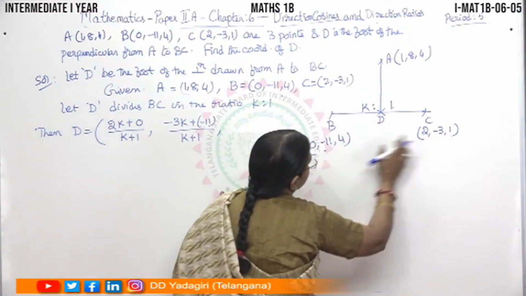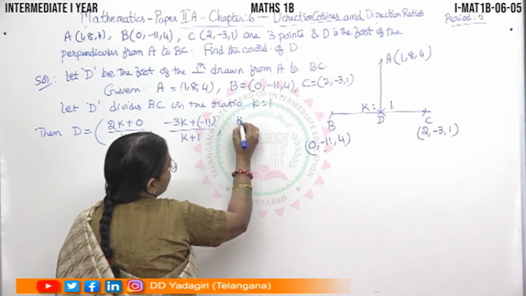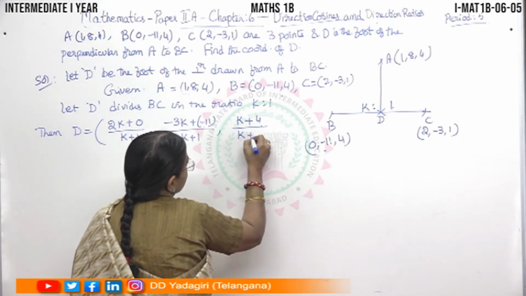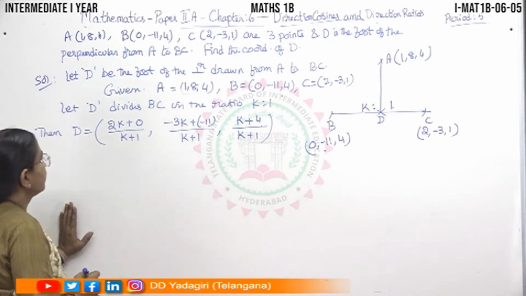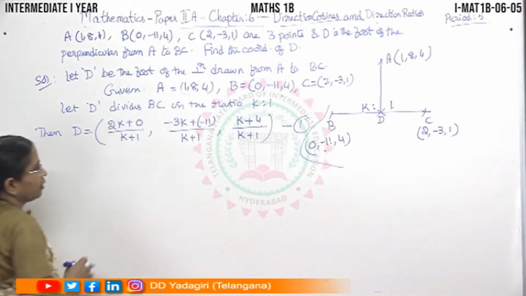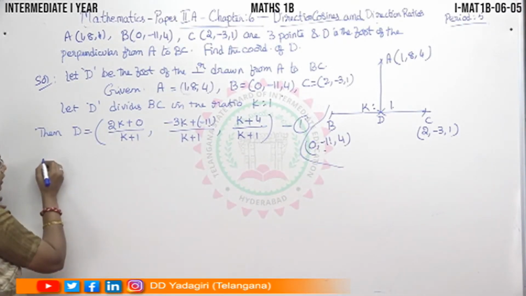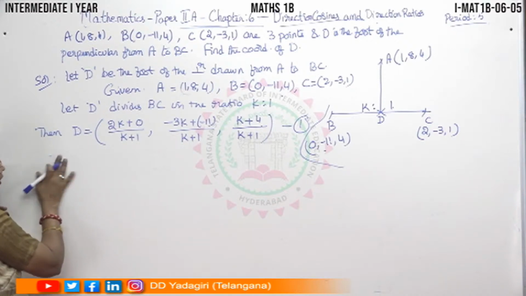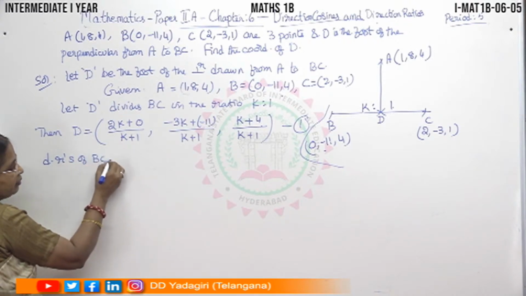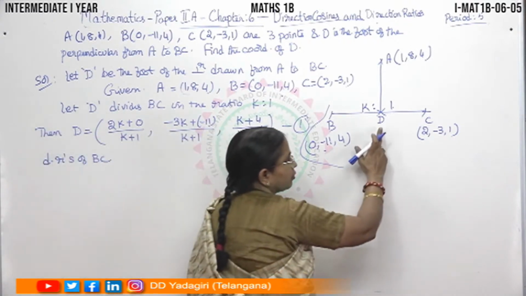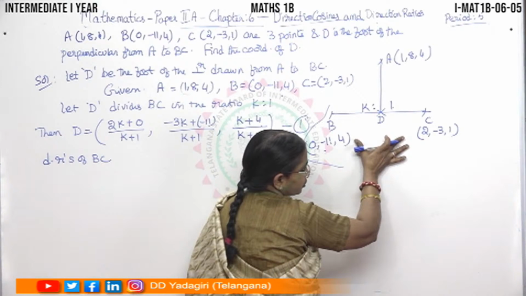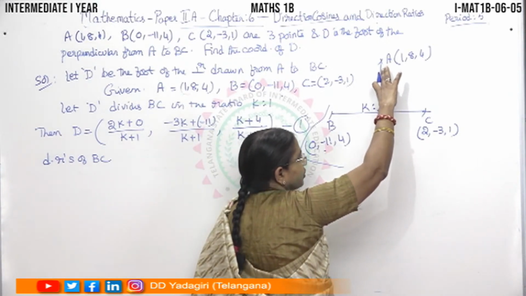Then again for y it is 2k, so that is k, and for z it is (k + 4)/(k + 1). Now we'll find the coordinates of D like this, and I'll number this as 1 because we need it again to substitute the value of k. Now we'll find the direction ratios of BC. Now that we know the coordinates of D in terms of k, we'll find the direction ratios of BC and the direction ratios of AD.